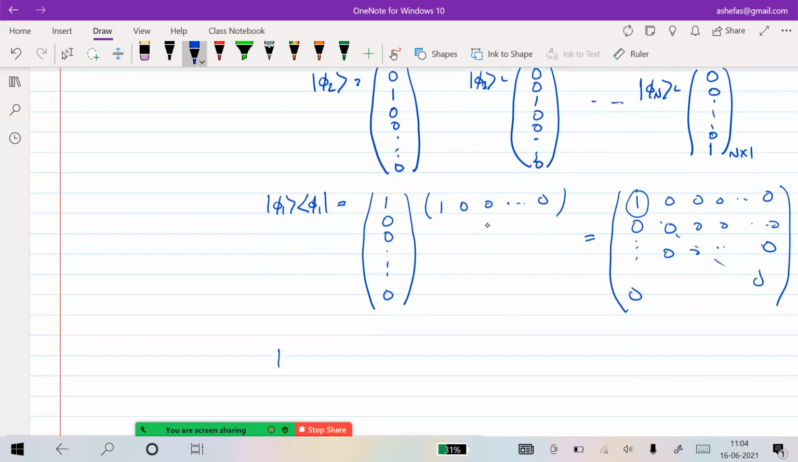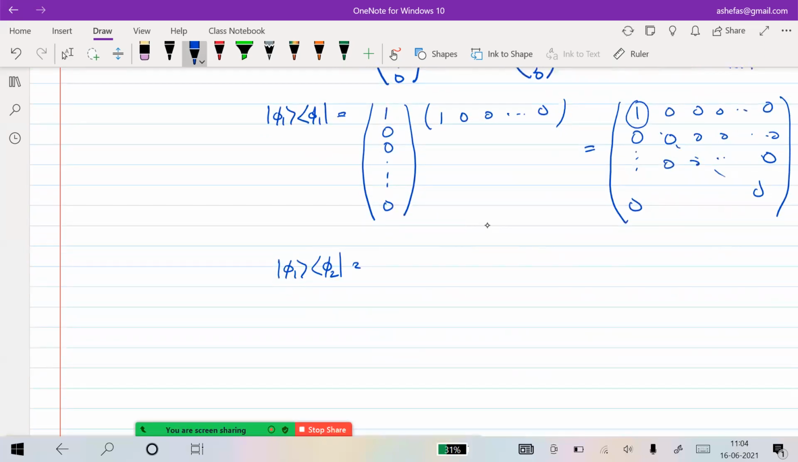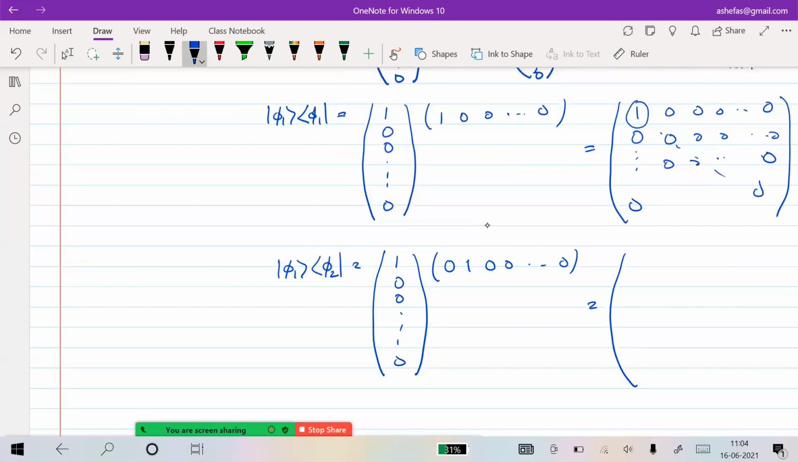And similarly, what would be the outer product |phi 1⟩⟨phi 2|? The ket phi 1 would be the column 1, 0, 0, etc., up to 0, and the bra phi 2 would be the row 0, 1, 0, 0, etc., up to 0. So this gives a matrix of zeros except for the 1 2 element.